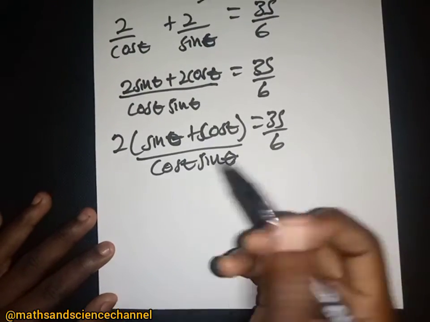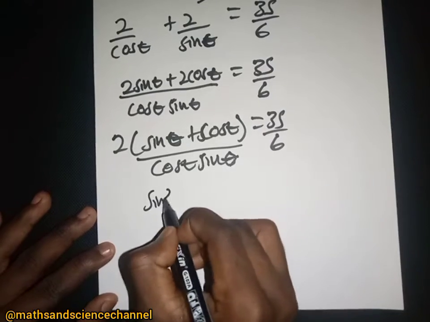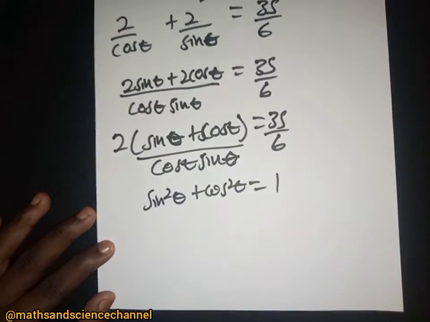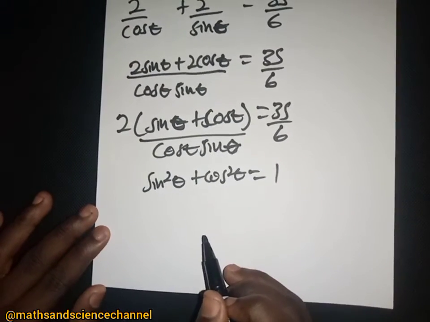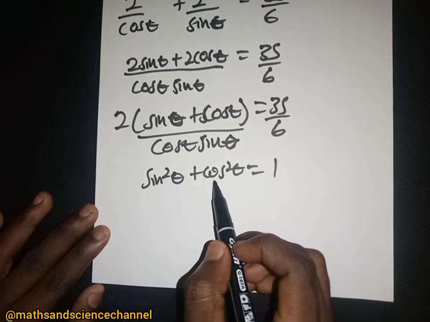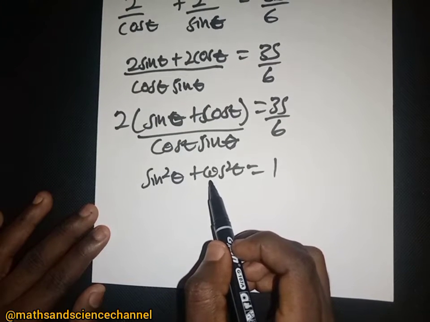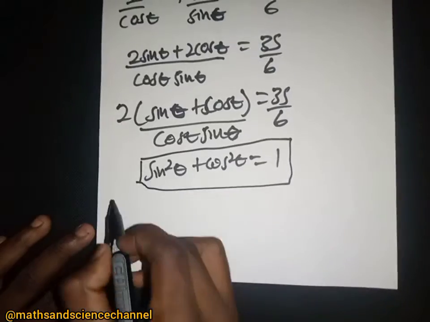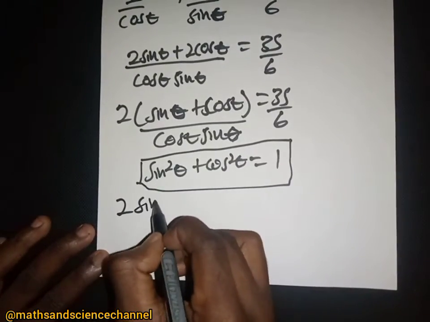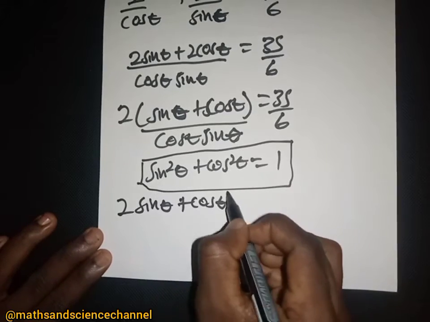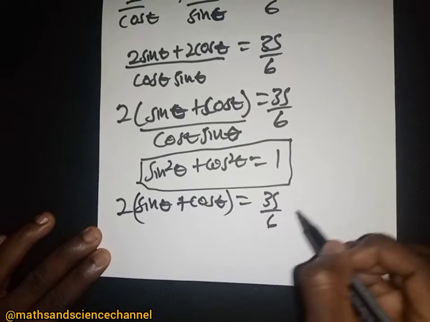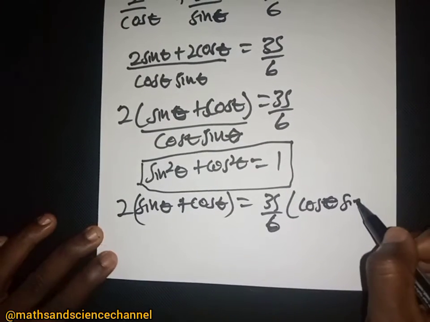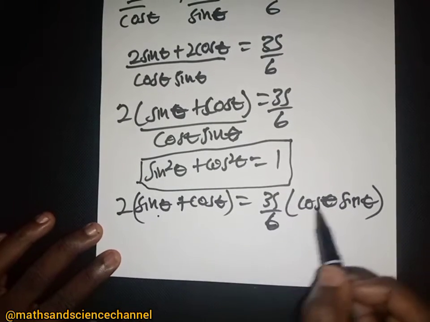Now from trig we know that sin squared theta plus cos squared theta is equal to 1. But even before that, before this trig identity, let's send this to the other side. So we have sin theta plus cos theta in the brackets, then 35 over 6 here, then we have cos theta sin theta. Remember, we have the sum and also the product.